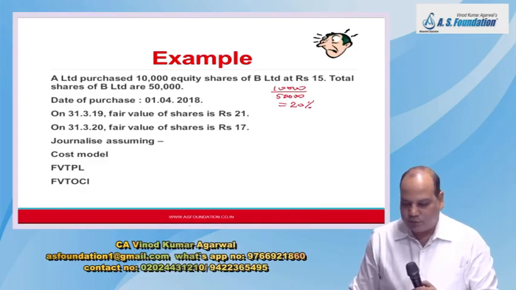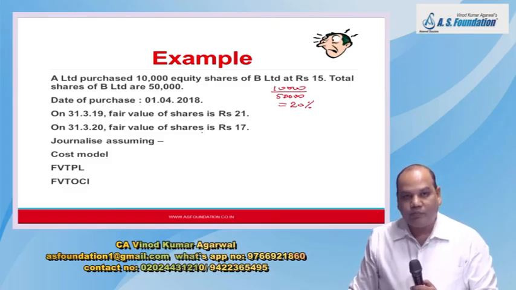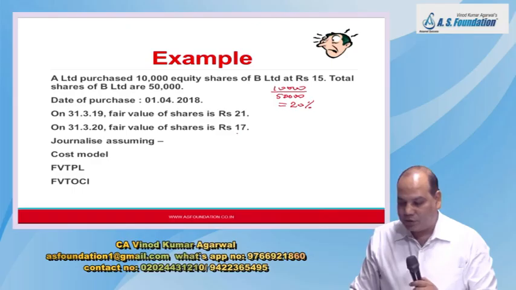Date of purchase 1/4/18. 31st March 19, the fair value of the share is rupees 21. 31st March 20, the fair value of the share is rupees 17. Journalize assuming cost model, FVTPL model or FVTOCI.